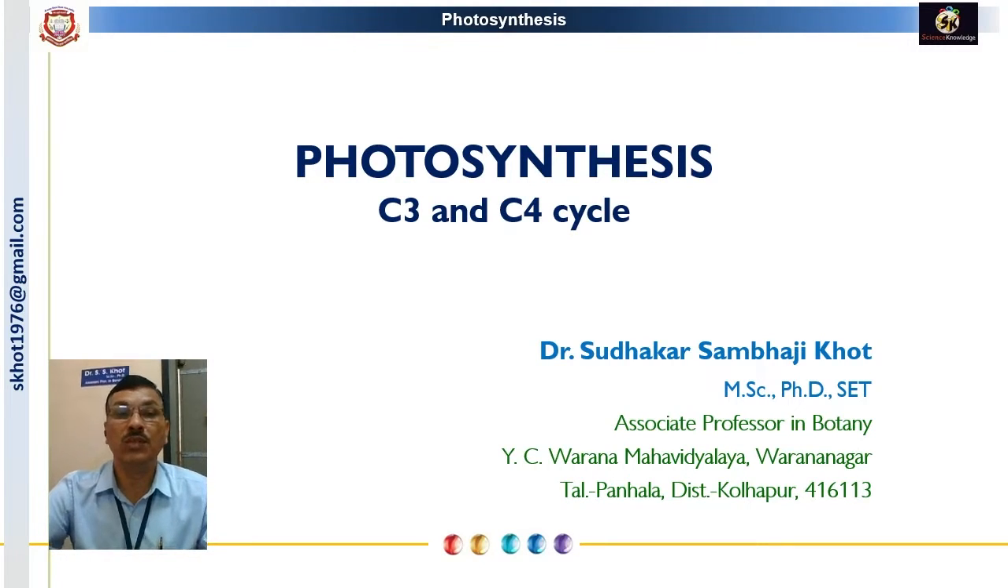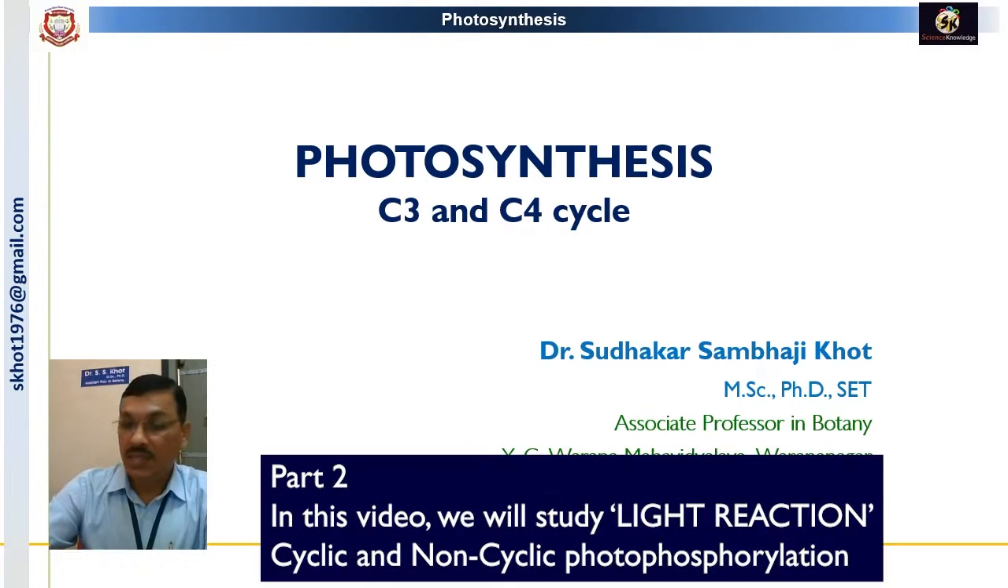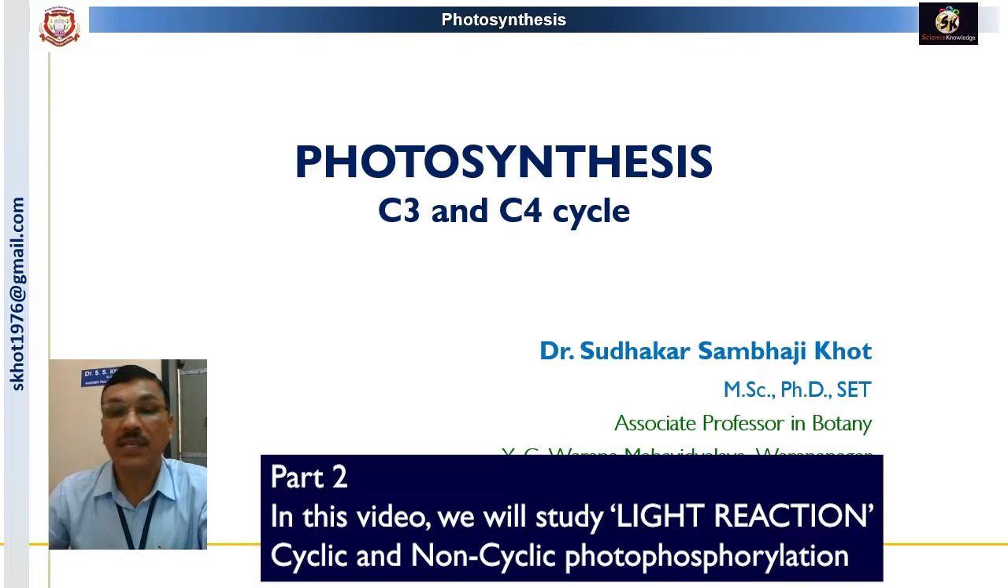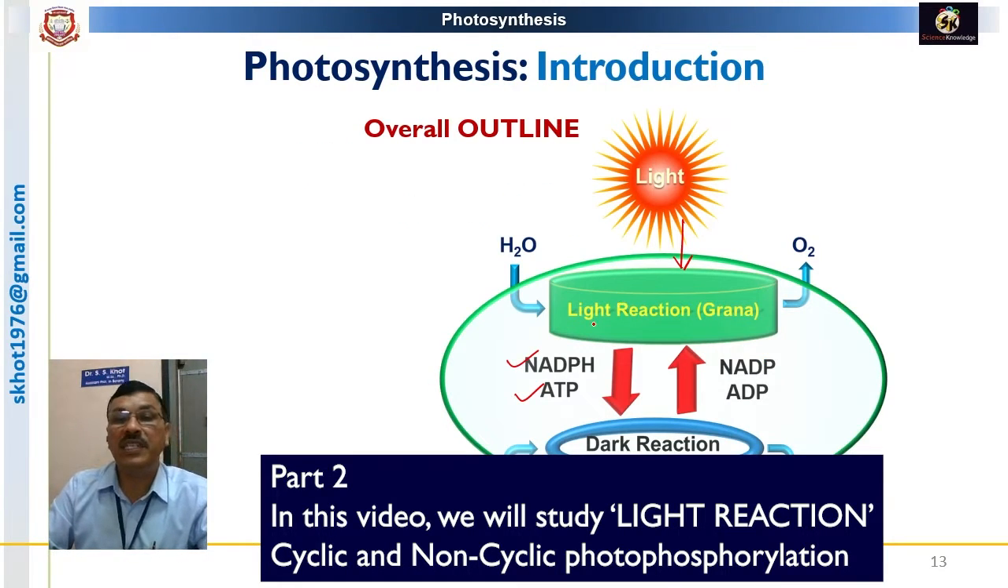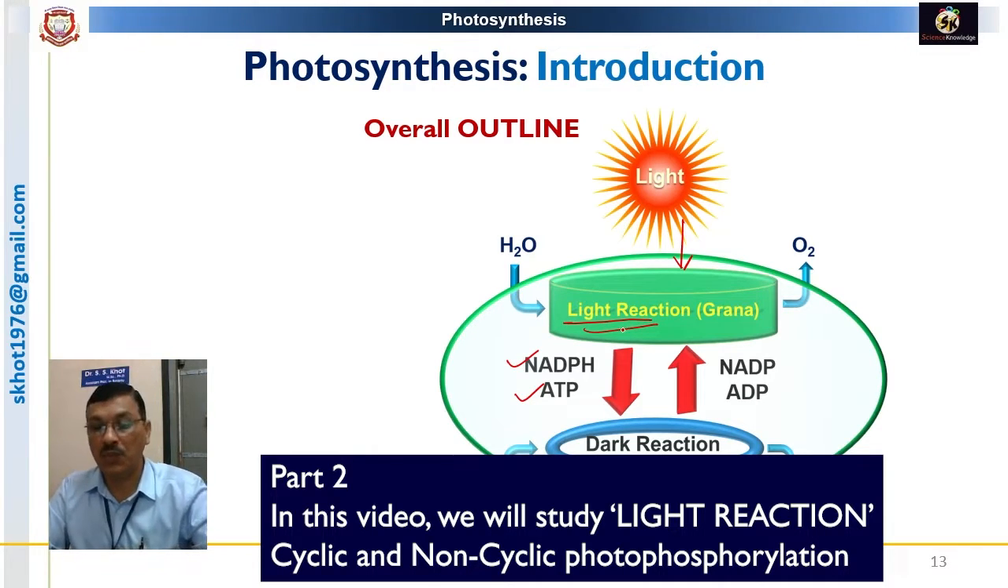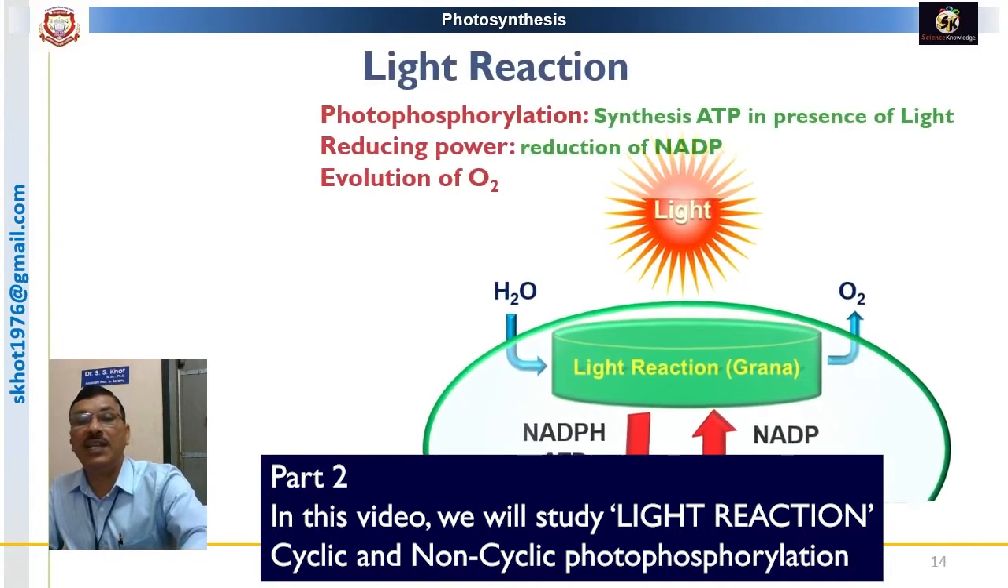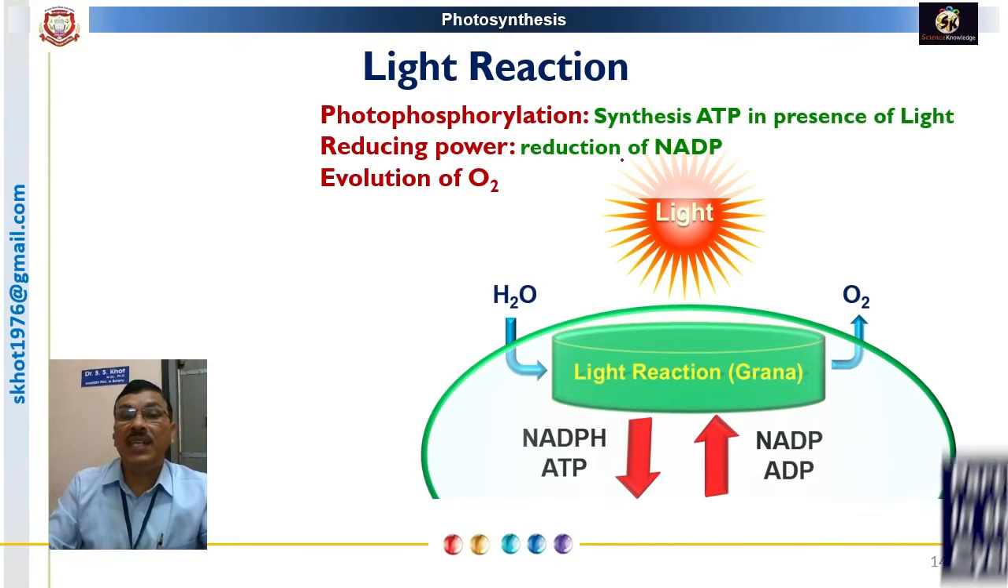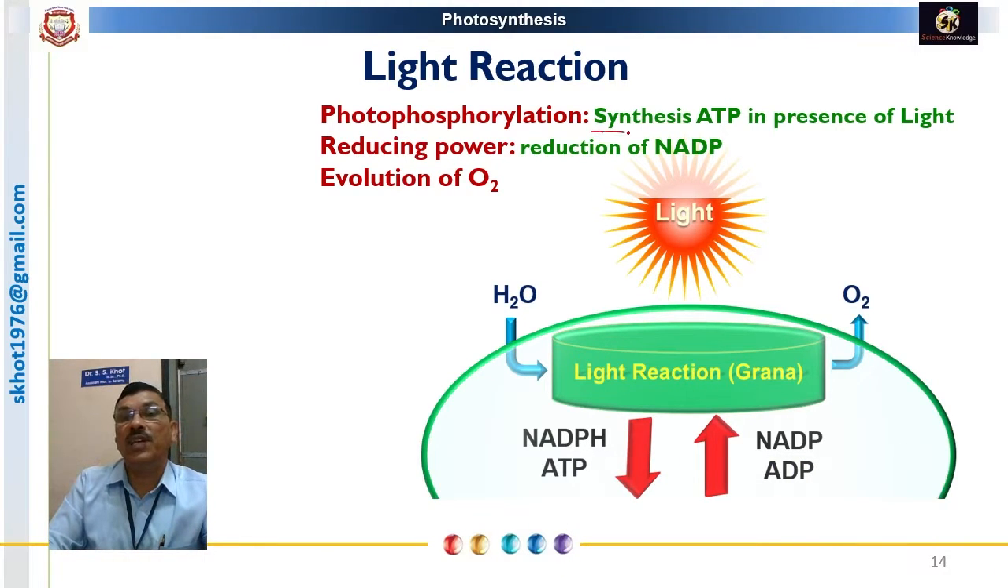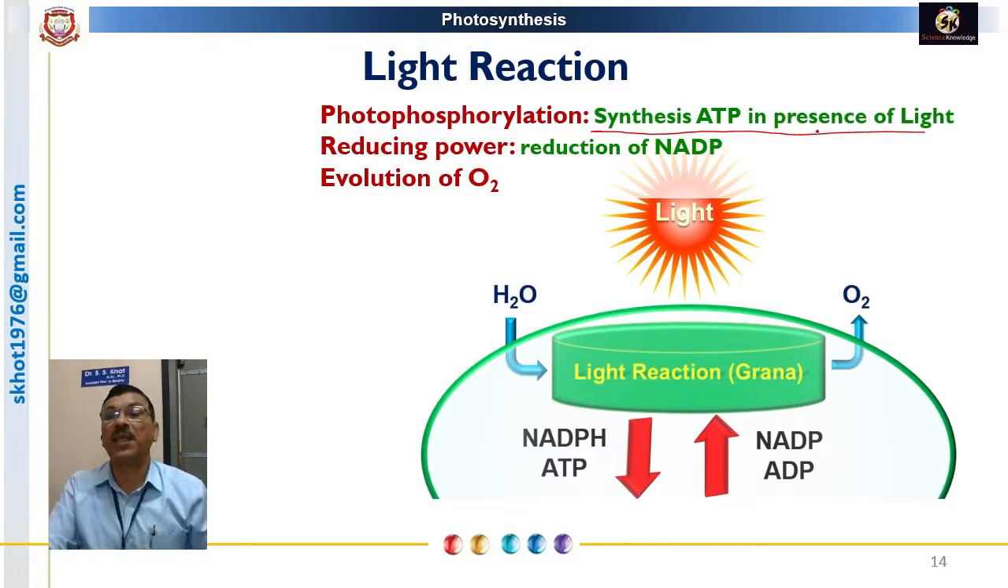So today's topic is C3 and C4 pathways of carbon fixation. And we all know that the carbon fixation process is nothing but the photosynthesis process, right? The first reaction, where the sunlight is utilized, is called the light reaction. So firstly, we will go to the light reaction. The light reaction is the reaction where there is synthesis of ATP in the presence of light.